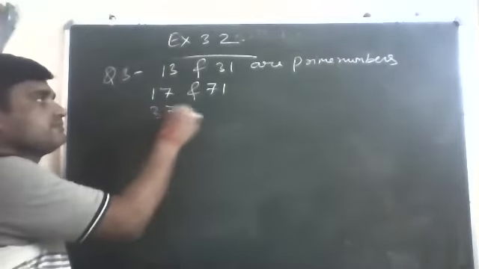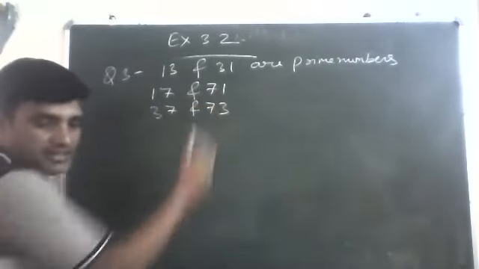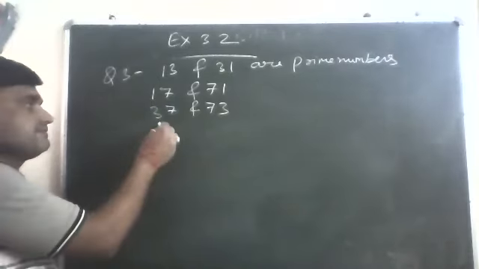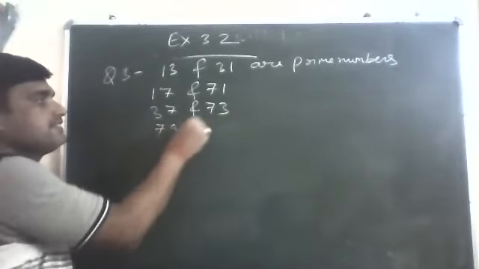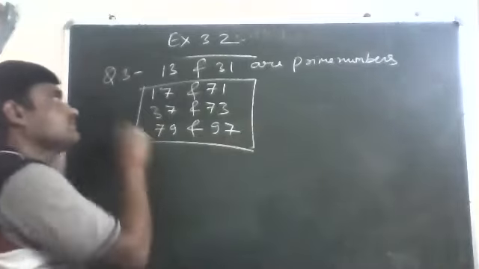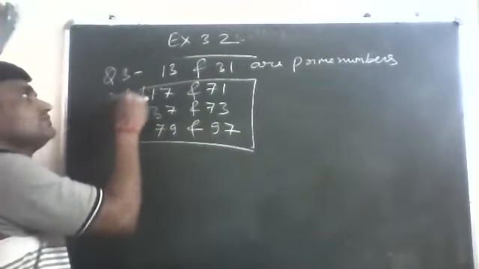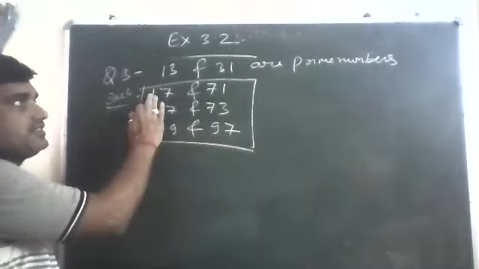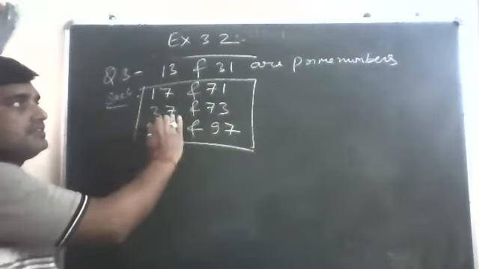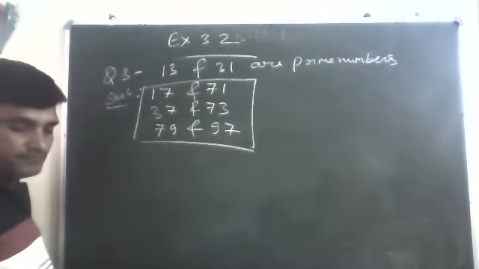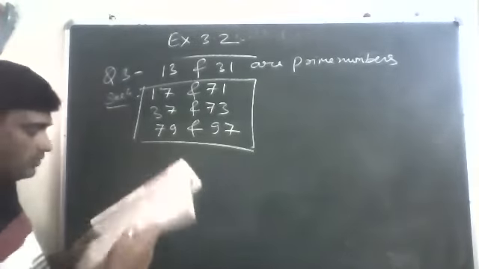37 and 73. Next, 79 and 97. Solution, question number 3: 17, 71. 37, 73. 79, 97. Okay. Now we solve question number 4.